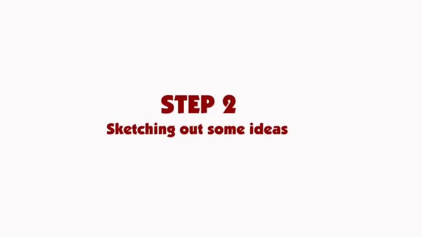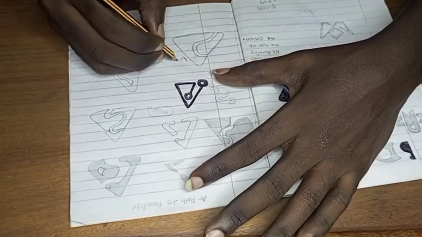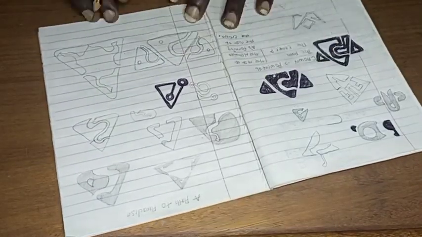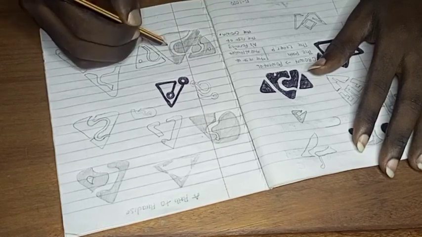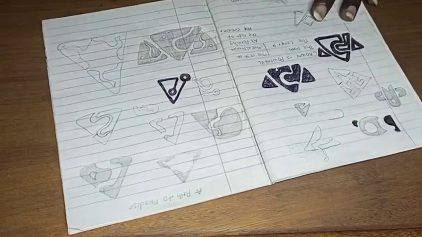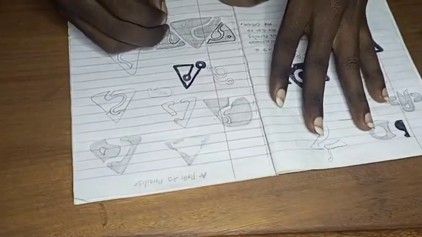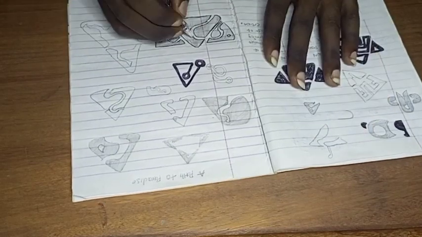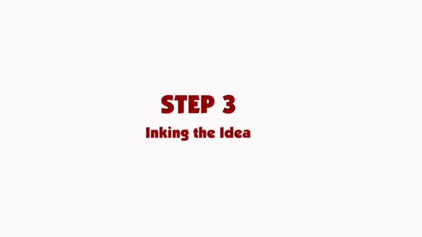Step 2 is sketching out the ideas. Step 3 is inking the idea.